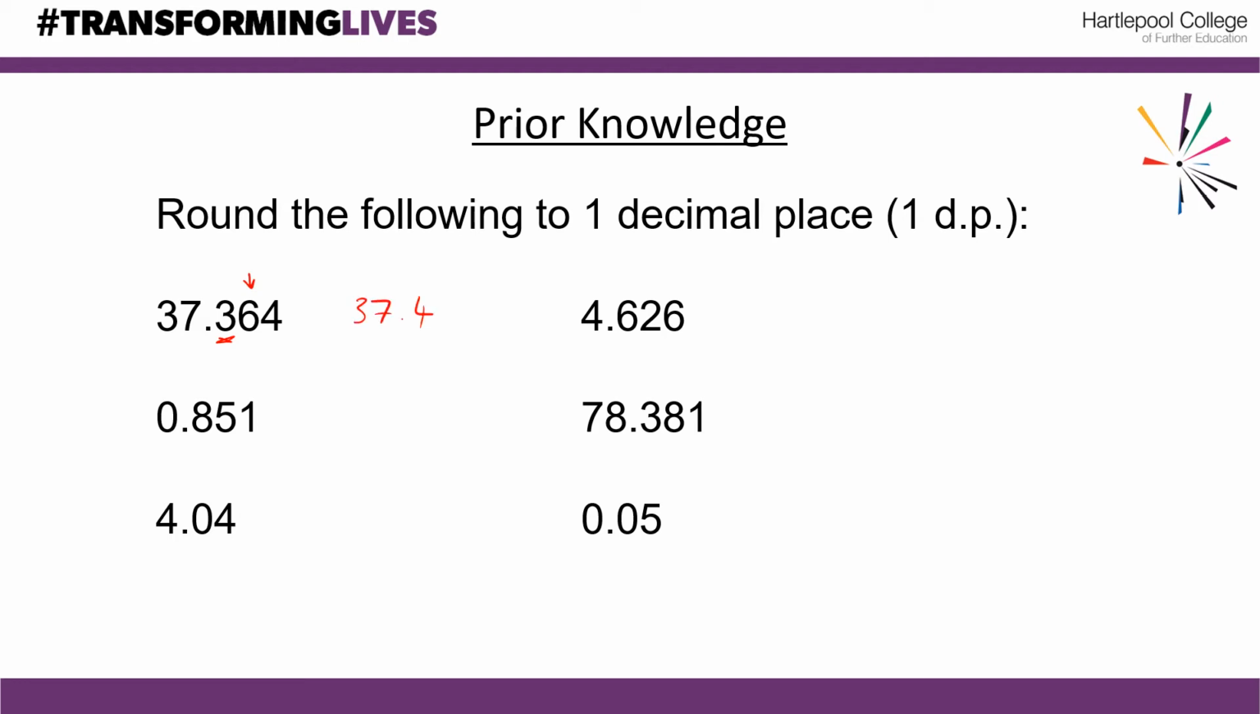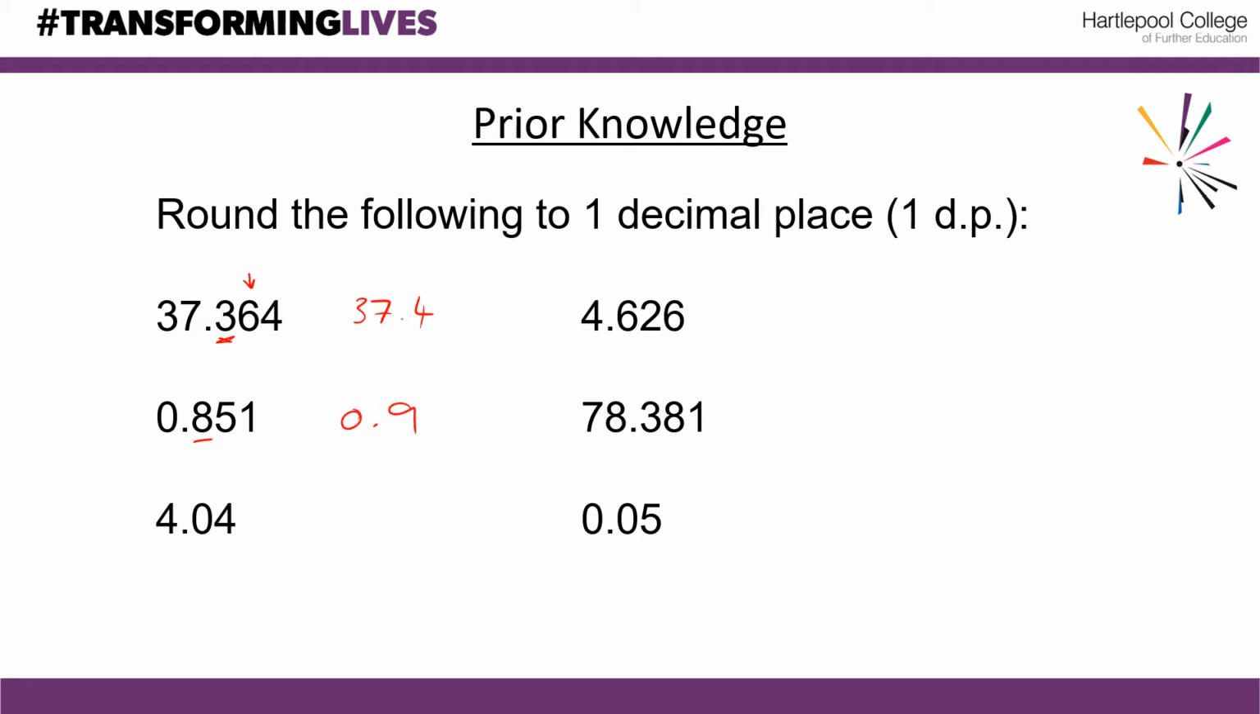37.4. For the next one, 0.851, again, we're looking at the 8, it might stay the same, it might round up, depends on the value of the digit before it, in this case a 5. So that one again will round up. So to 1 decimal place, that one is 0.9.